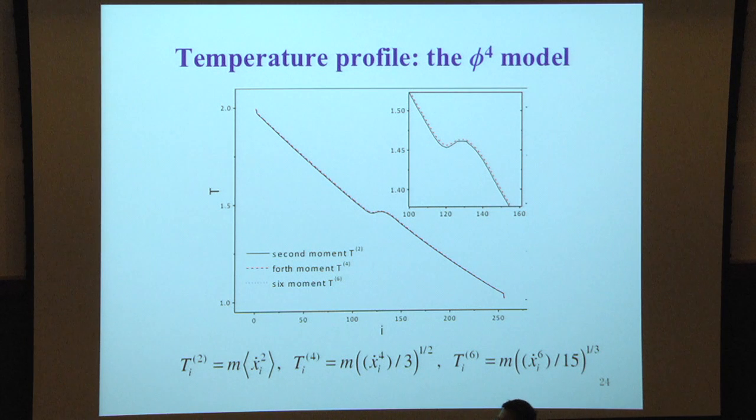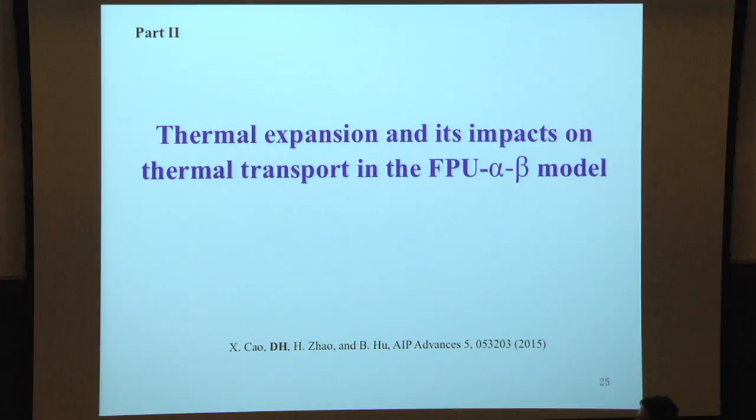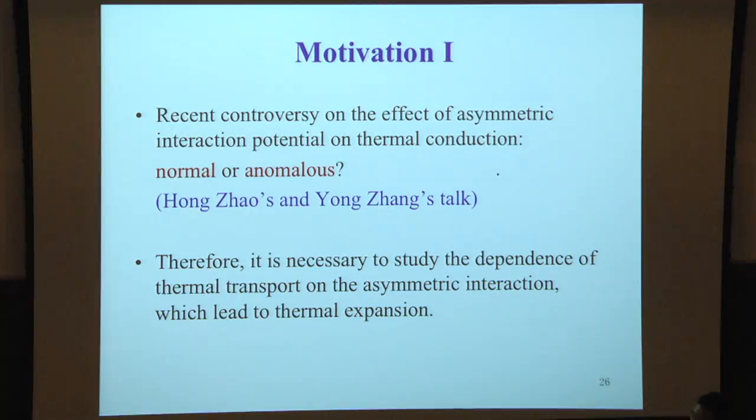Do I still have time? Okay. So I will move to the second part before I draw conclusions and give some discussion. The second topic is about thermal expansion and its impact on thermal transport in the FPU alpha-beta model. The basic motivation is the recent controversy on the effect of asymmetric interaction potential on thermal conduction. The issue is whether thermal transport is normal or anomalous for such a system with asymmetric interaction and momentum conserved.